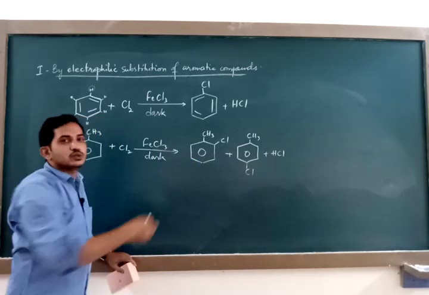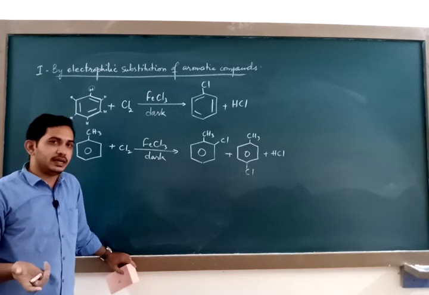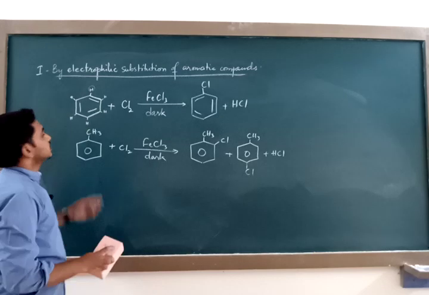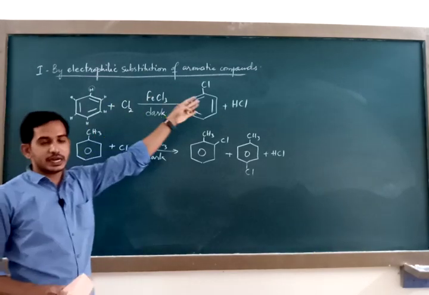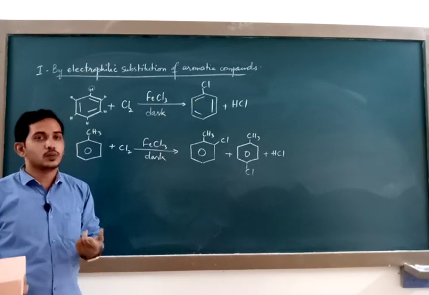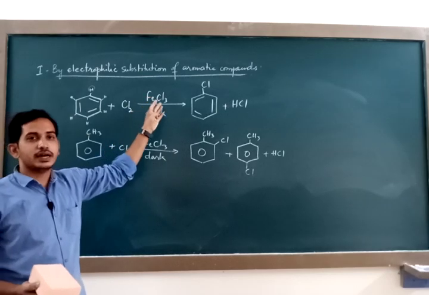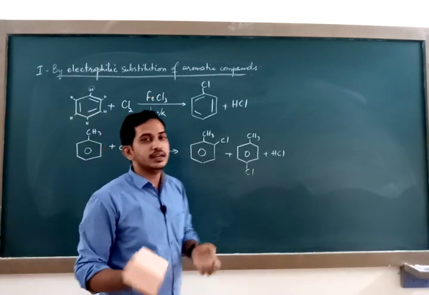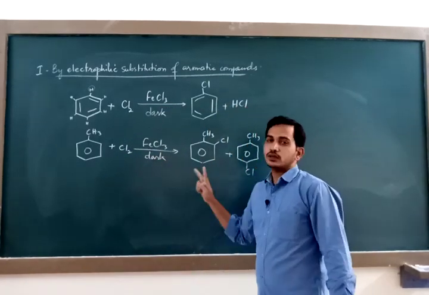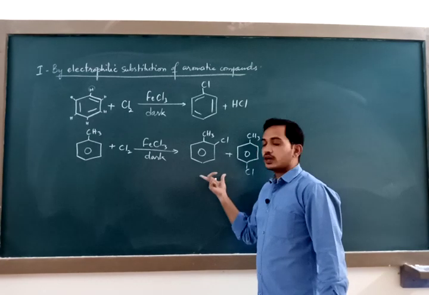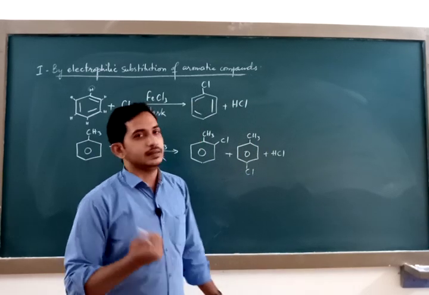Both ortho and para isomers have a very large difference in their boiling points, so you can easily separate them. Understood? This was the first method. By electrophilic substitution of aromatic hydrocarbons, you can prepare haloarenes. One example is when benzene is reacted with chlorine in the presence of ferric chloride as a catalyst or halogen carrier in dark conditions, you will get chlorobenzene. If the same reaction is done with toluene, you are likely to get two products. The two products have a very large difference in their boiling points, so they can be separated easily.